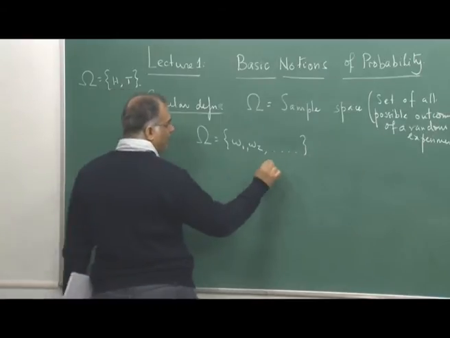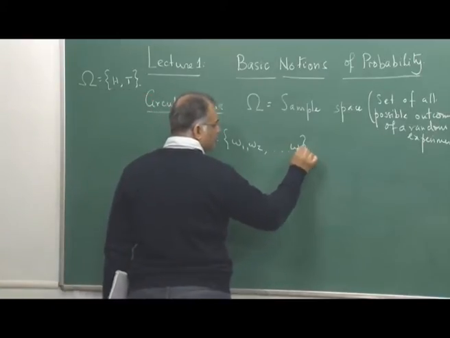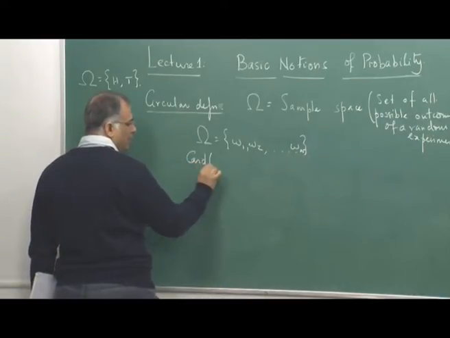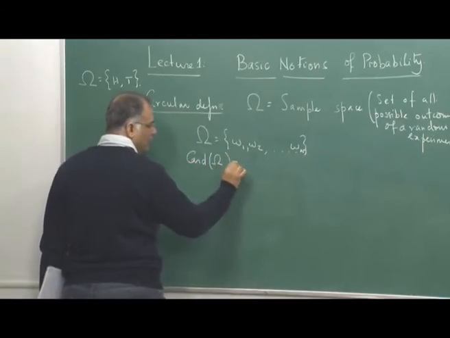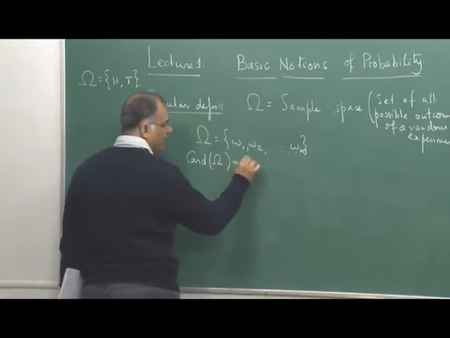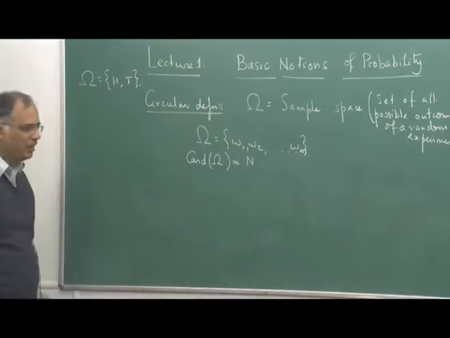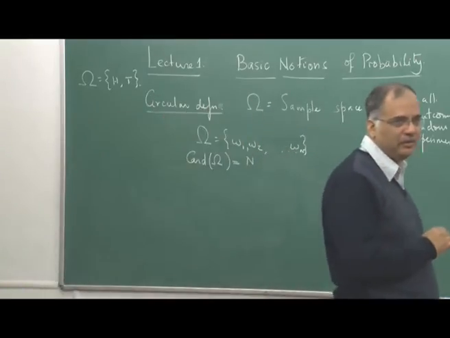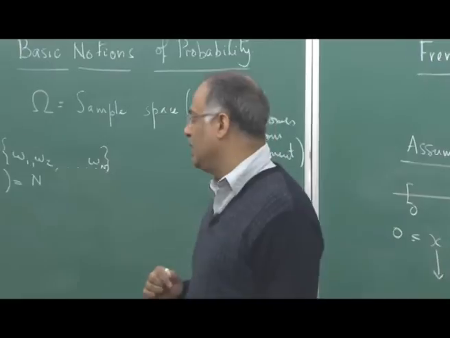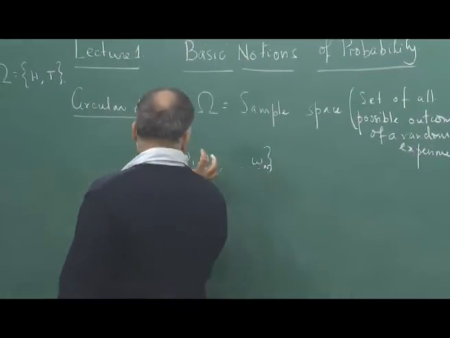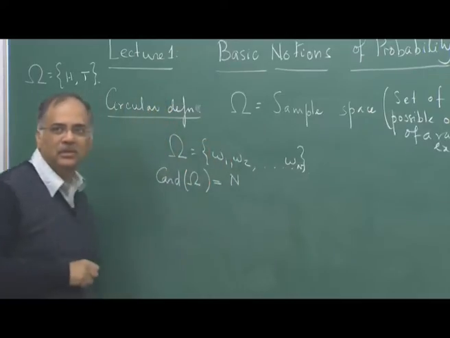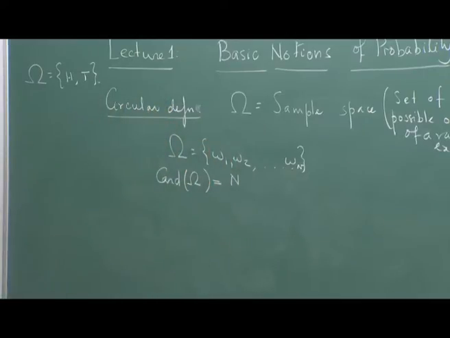Now, suppose I just have a finite number of them, n, then I talk about the cardinality of this, which is n objects. An event is defined to be a collection of some sort, a subset of these outcomes. An event is a subset of these outcomes.